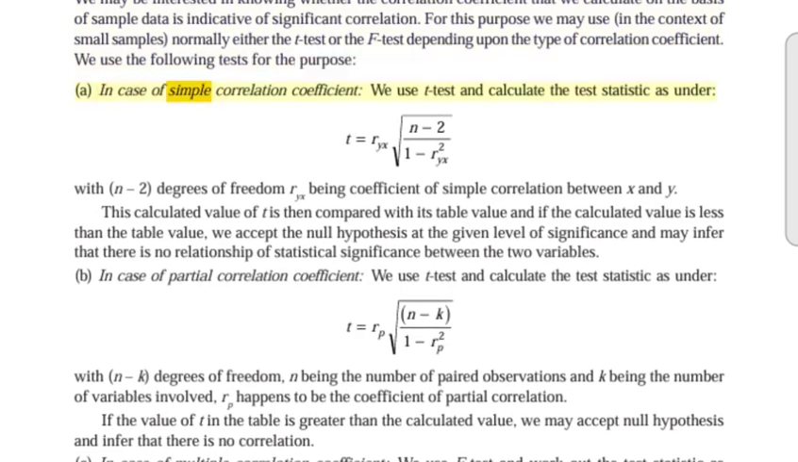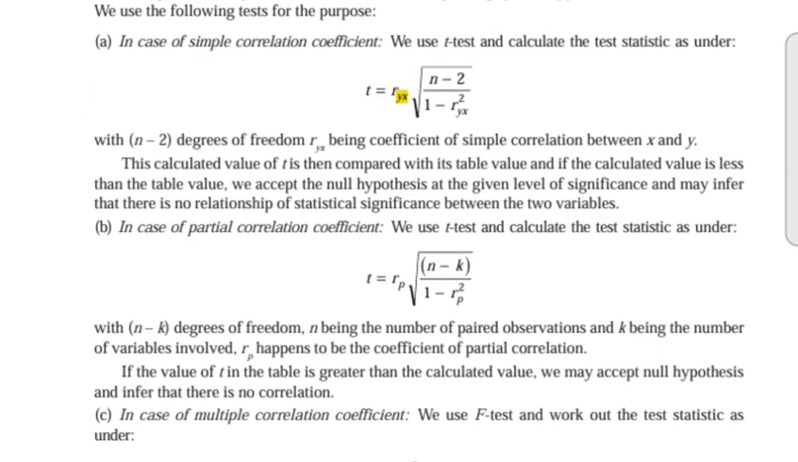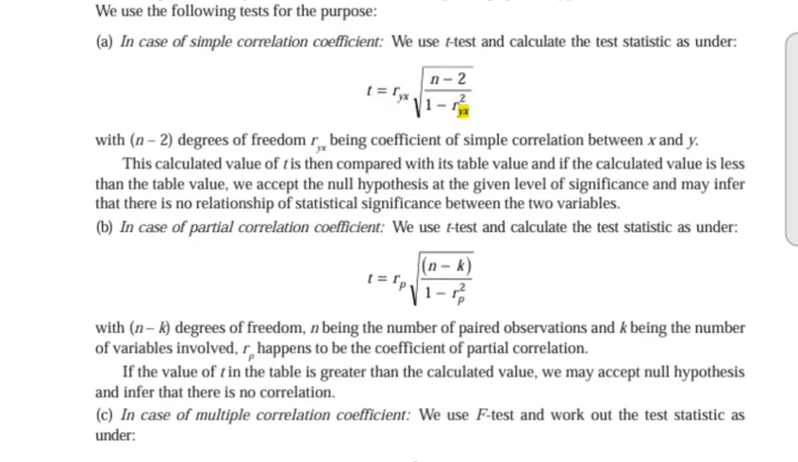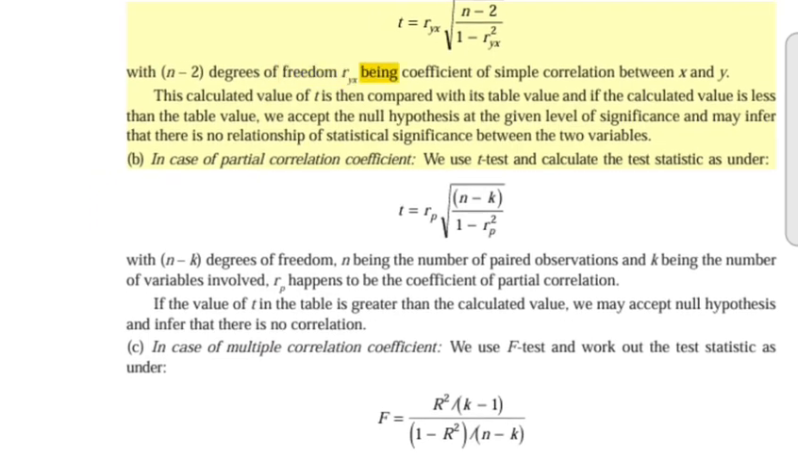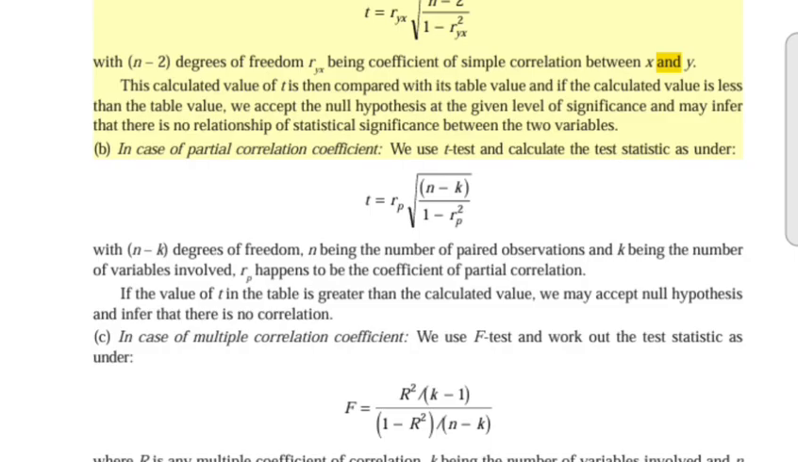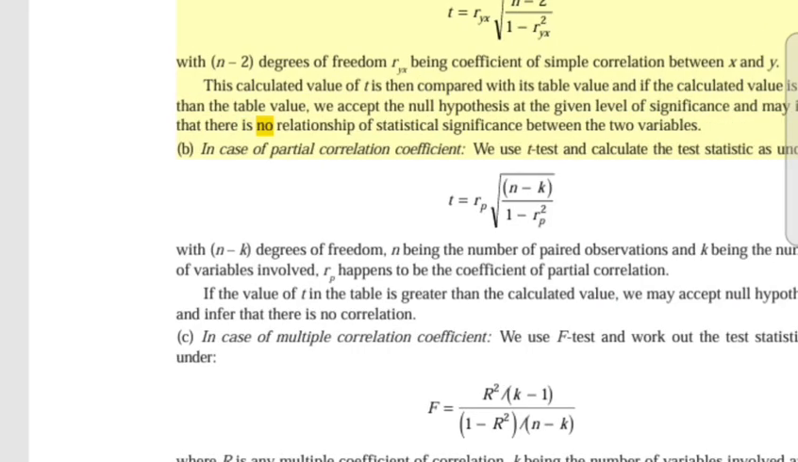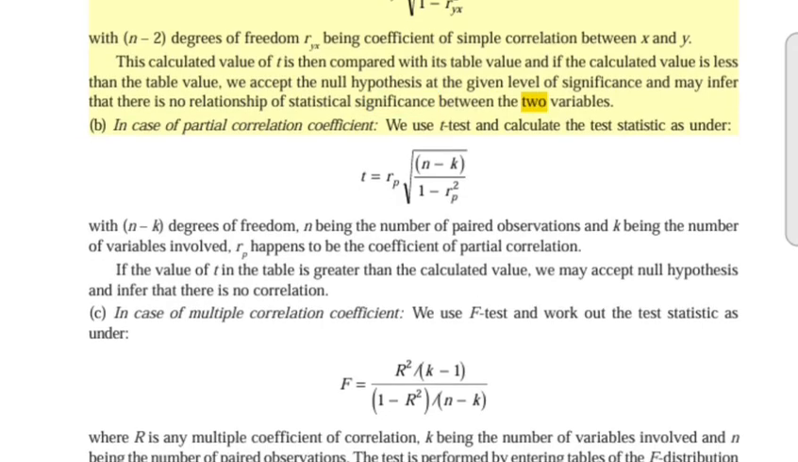A. In case of simple correlation coefficient, we use t-test and calculate the test statistic as under, t equals r_yx times the square root of (n minus 2) divided by (1 minus r_yx squared), with n minus 2 degrees of freedom, r_yx being the coefficient of simple correlation between x and y. This calculated value of t is then compared with its table value, and if the calculated value is less than the table value, we accept the null hypothesis at the given level of significance and may infer that there is no relationship of statistical significance between the two variables.